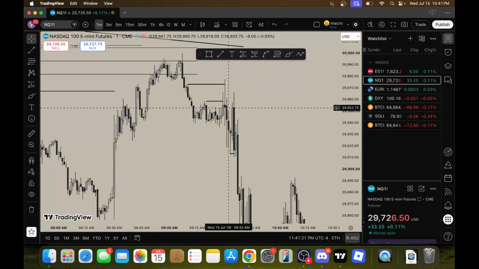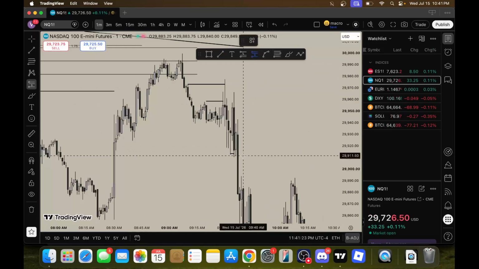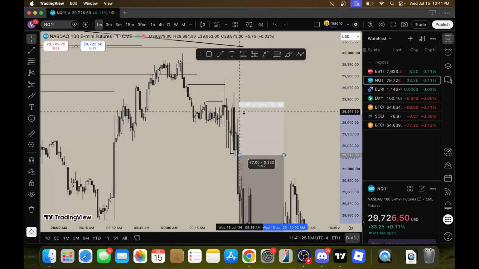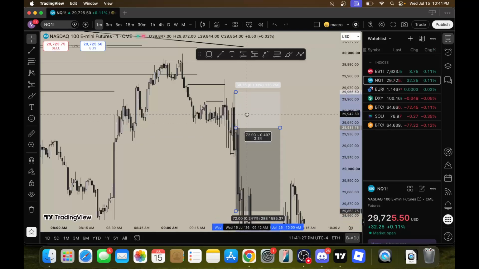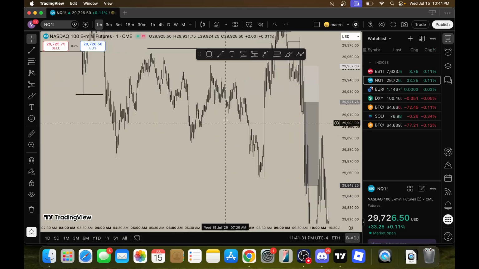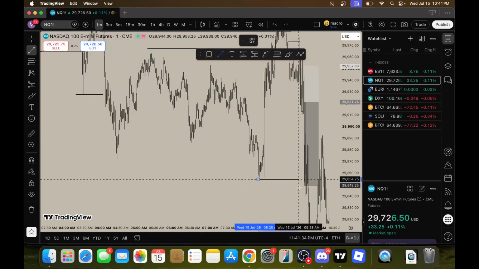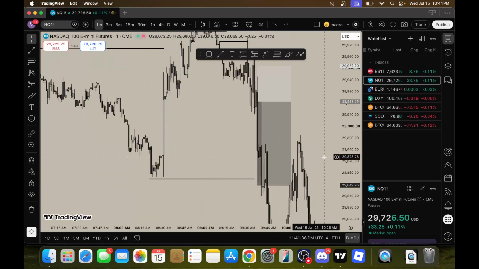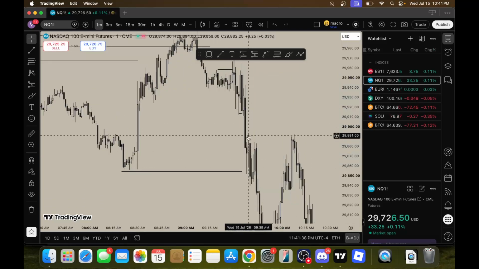Right here, we rebalanced, more displacement, so shorts here would have been valid. If you took the earlier entry up here, still fine. Here, still fine. Obviously, your first TP would have been this low. Boom, there you go. And from here, if you were looking for re-entries, you can see price displaces too.